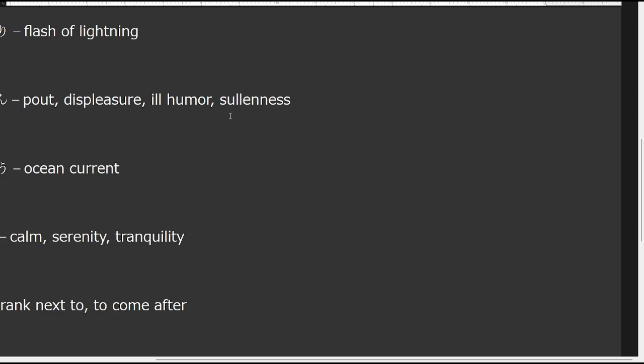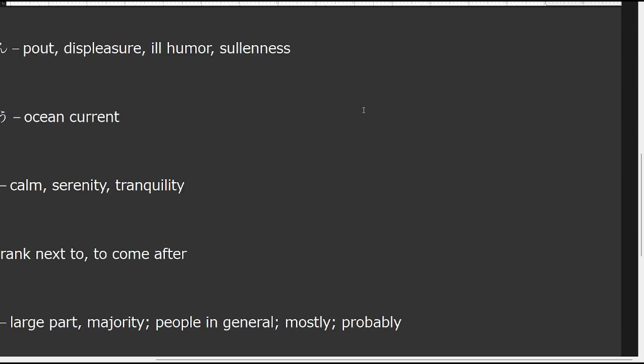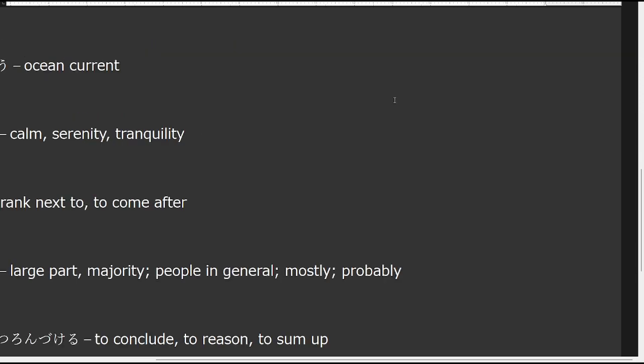A flash of lightning is an inabikari. Ina on the left side for our rice plant, which is how the lightning looks, and hikari on the right side for a light. The light shaped like a rice plant is a streak of lightning. To pout, displeasure or ill humor, literally translated, is fukigen. Fu on the left side for not, and kigen on the right with ki in the middle for our machinery by which we dislike or like things. Fukigen is ill humor. An ocean current is literally translated an ocean flow or a kairyu. Kairyu desu. An ocean flow.